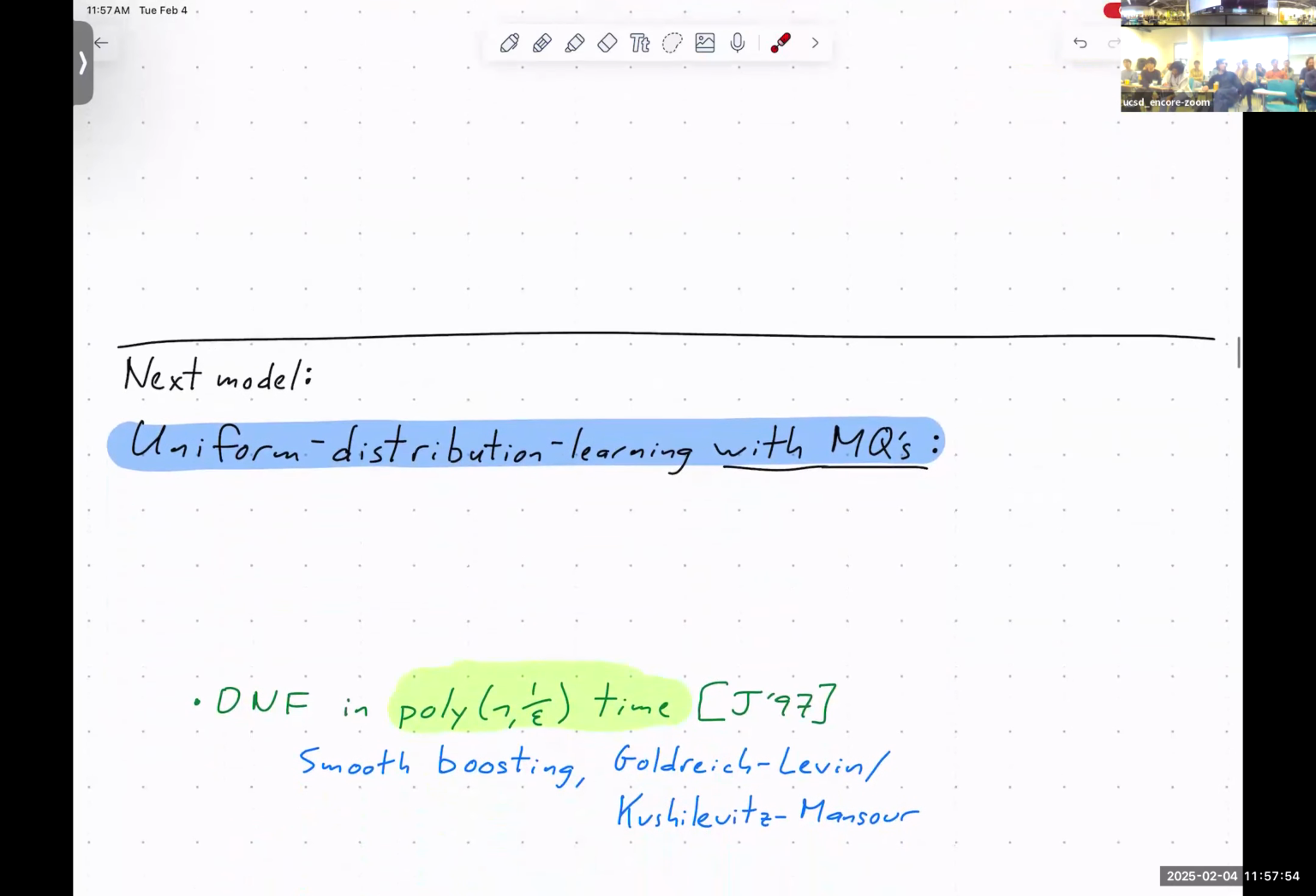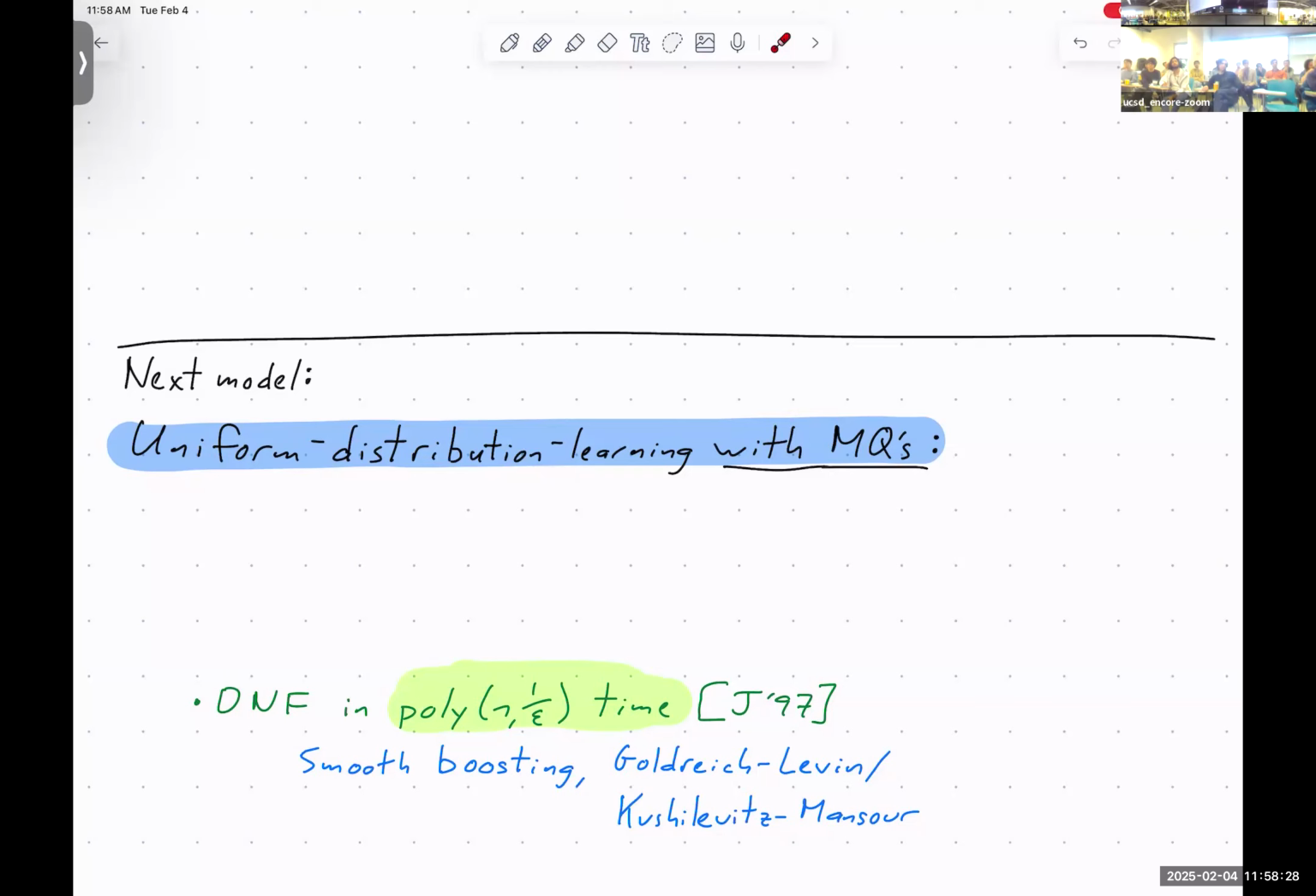in the other models. For instance, the celebrated result of Jeff Jackson from the late 90s: he could learn DNF, like flat out learn DNF. You have an S-term DNF, he learns it in polynomial in S and 1/epsilon. And it crucially uses boosting algorithms, which have this extra property called smoothness. Russell's going to teach us all about smooth boosting in different contexts, maybe this afternoon. It uses Fourier technology like the Goldreich-Levin algorithm or Kushilevitz-Mansour's version of the algorithm to find large Fourier coefficients.